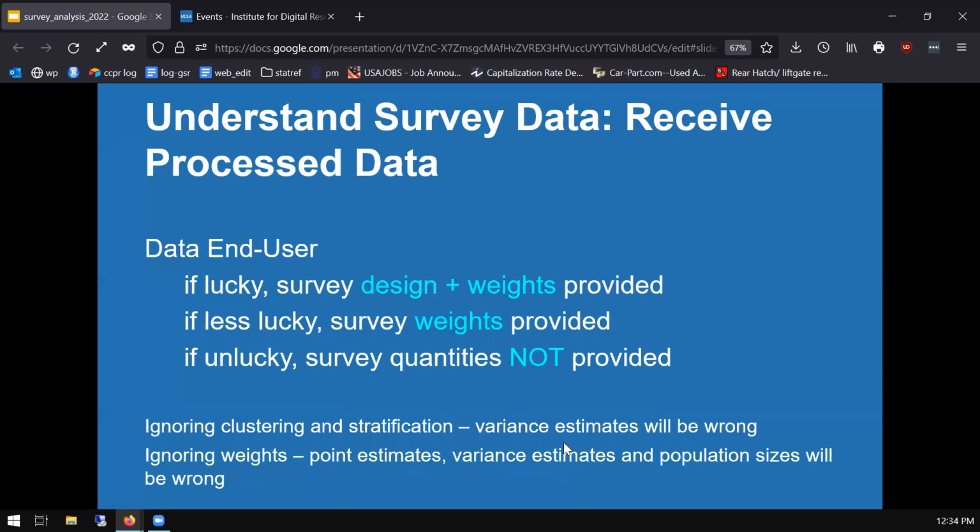Because when we move on to the analysis stage, we have to tell the program and set it up, whether in Stata or R, what the design actually was. If you ignore the sample design, if you ignore the clustering or stratification, your uncertainty variance estimates are going to be off. Bigger problem, if you ignore the weights, everything is going to be wrong.